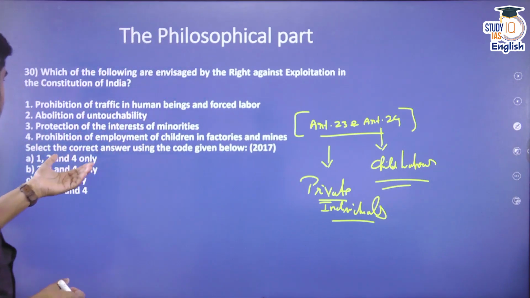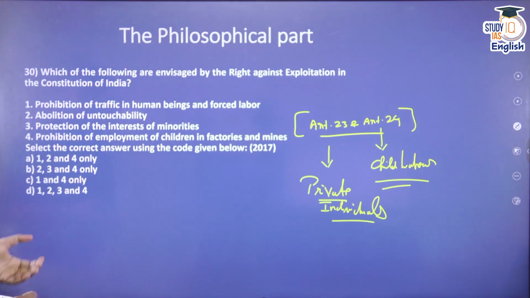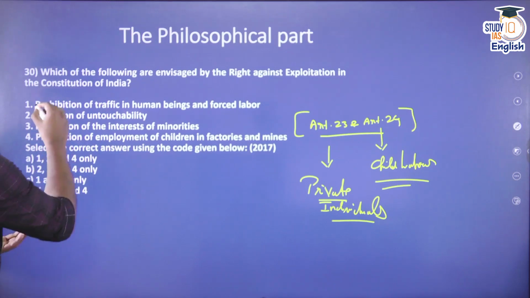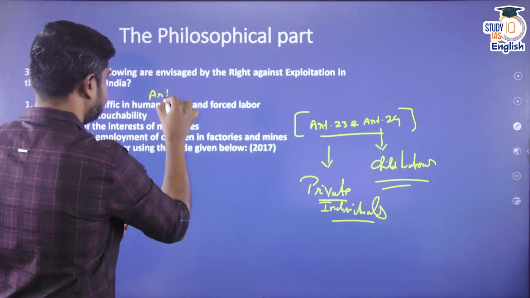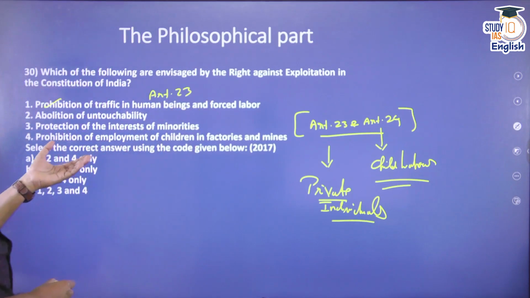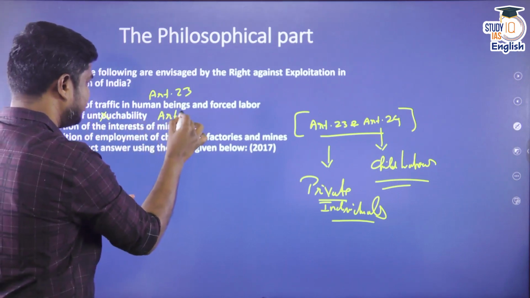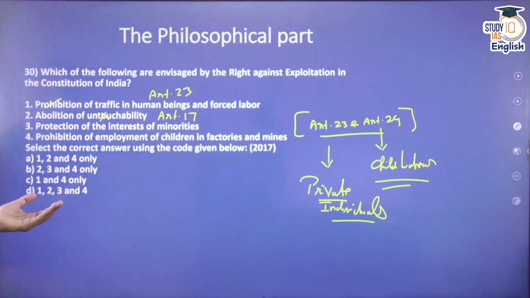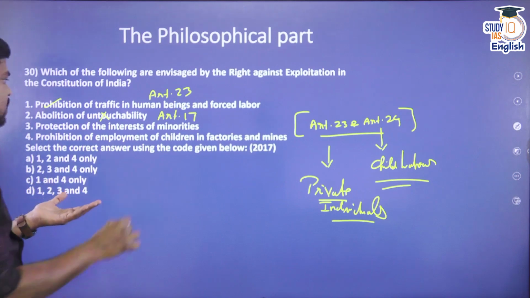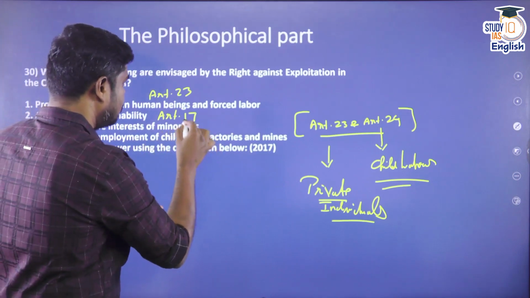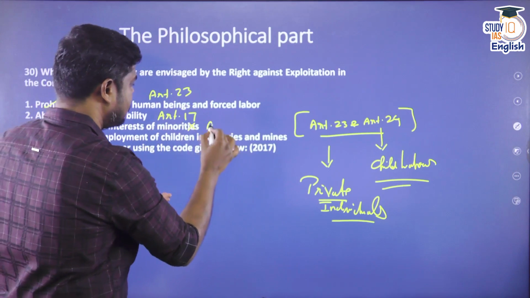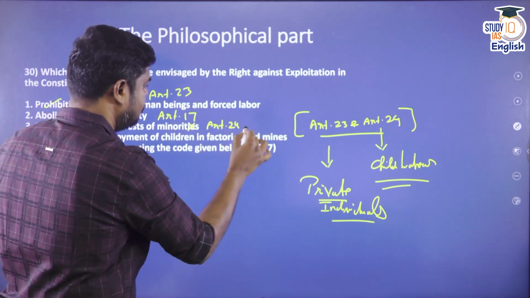So with this information, come to this particular question. The right against exploitation in the Constitution deals with 1. Prohibition of traffic in human beings and forced labor. This is true, which is covered under Article 23. Abolition of untouchability, no, it comes under the right to equality, under Article 17. Protection of interest of minorities, yes, this is a fundamental right, but under Article 29 and Article 30.